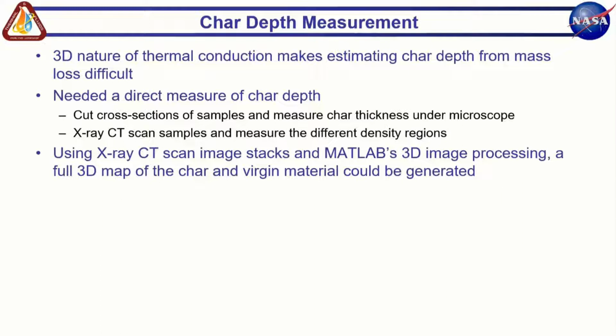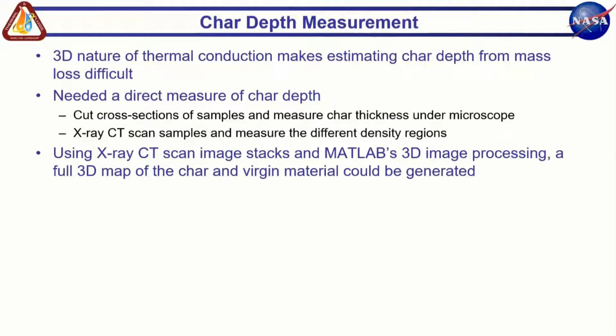For various reasons, including ease of test sample changeout and performing 4-point bend measurements on the samples during test, we used a rectangular test sample, and this caused the charring and the heat flux to be very three-dimensional, both on the surface and inside the sample, and this made estimating the char depth from the mass loss of the sample very difficult. So we needed a direct measure of char depth.